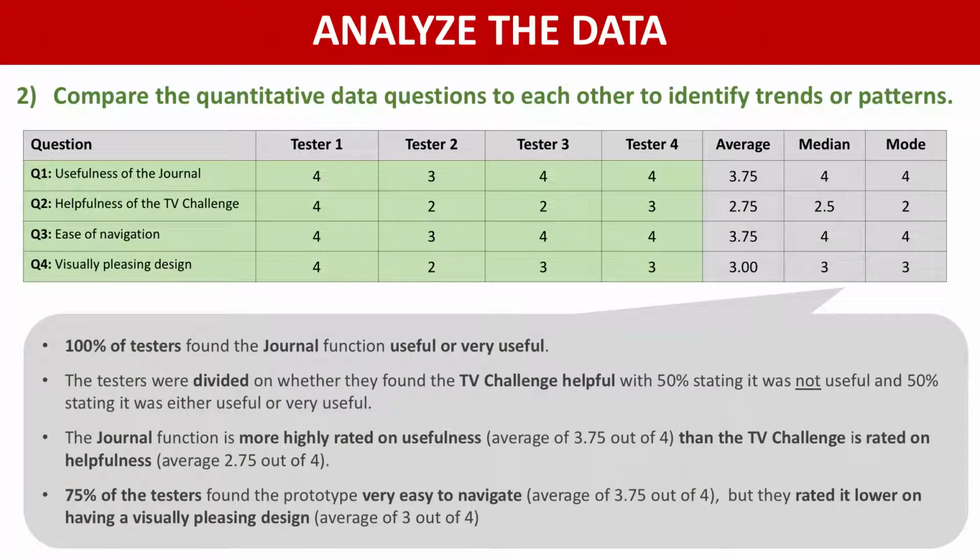Now, step number 2 in data analysis is to start to compare the quantitative data questions to each other so that we can start to identify trends or patterns that we're seeing in the data. When you take a look at my data here, I have 4 different trends or patterns that I'm seeing. The first is that when I look at question number 1, all of our testers, 100% of testers, found the journal function to be either useful or very useful. So this is a great finding because we didn't slip into the 2 or the 1 ratings, which are not useful or very not useful.